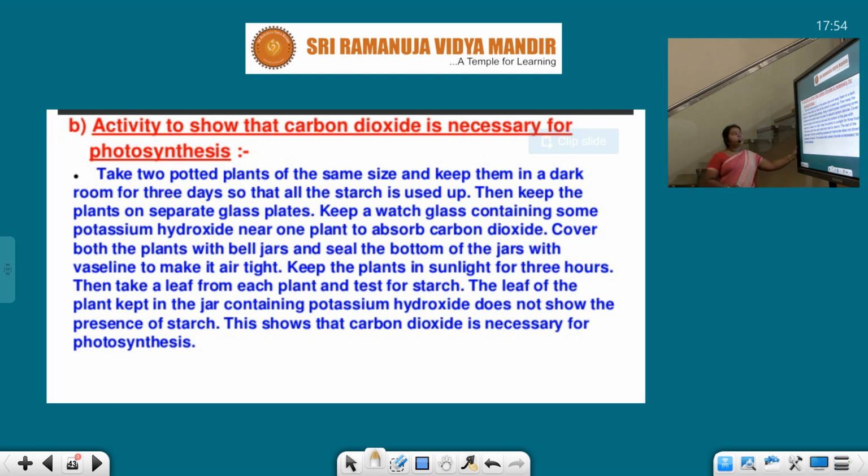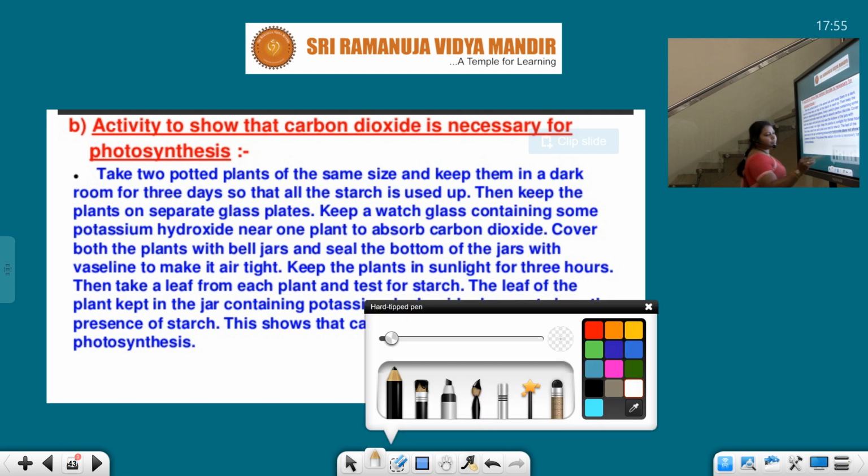Here we have to take two potted plants of the same size and keep them in the dark room for 3 days. So to test whether carbon dioxide is necessary for photosynthesis or not, we are taking two potted plants of the same size. Keep the plants in the dark room, then keep the plants on separate glass plates.